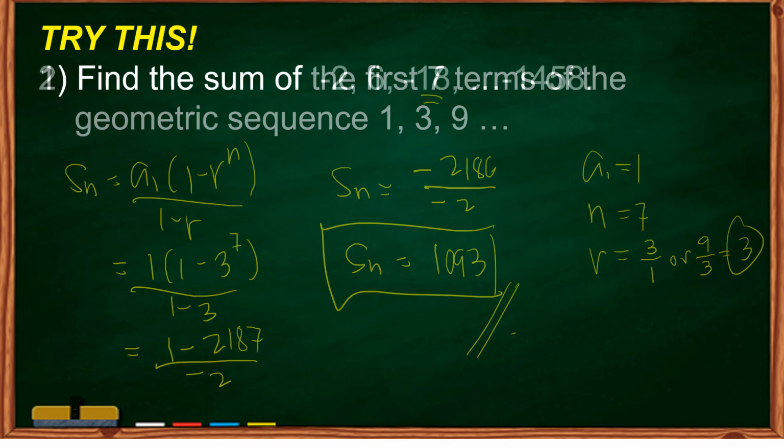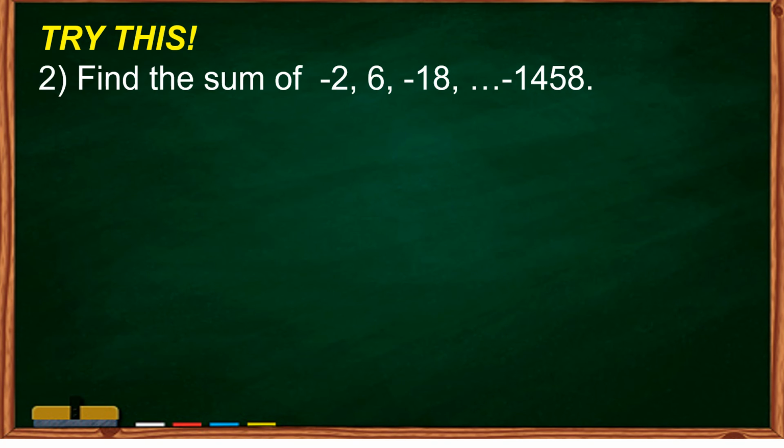Okay, so number 2 example or problem. Find the sum of -2, 6, -18 up to -1458. In this problem, a sub 1 or the first term is -2. The common ratio is -3. That means 6 divided by -2. And we have no number of terms.